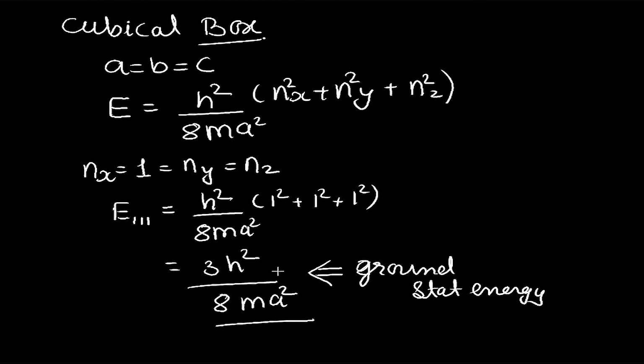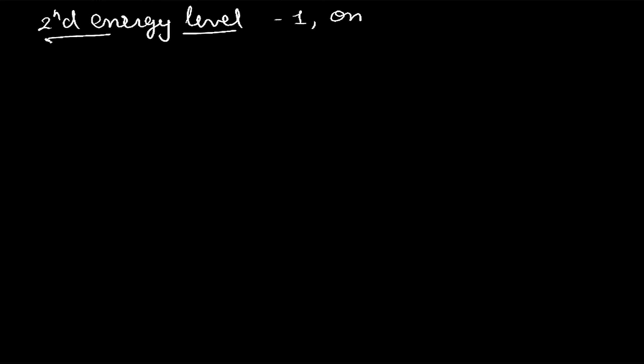So this is the ground state energy. Now further, for the second energy level, it is obtained when two of the three quantum numbers are 1 and one of the quantum numbers is 2. For the second energy level, we could arrange the quantum numbers in this particular manner.